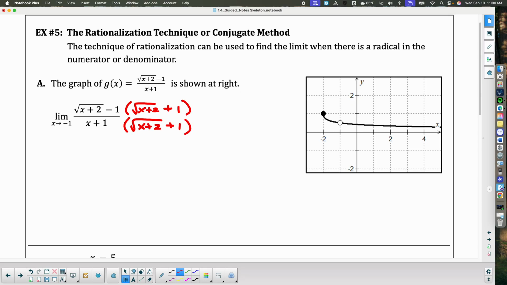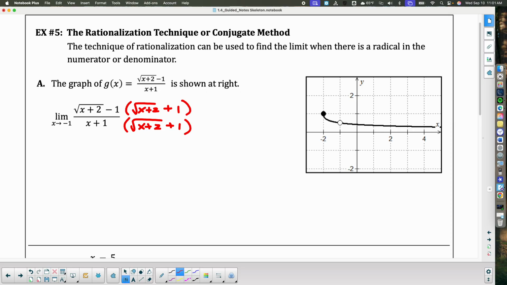Now this method seems and feels like it should do nothing and make the problem worse, but it generally works. You are going to be given specific problems where this method works. So whenever you run into a square root, this is frequently a method to try.